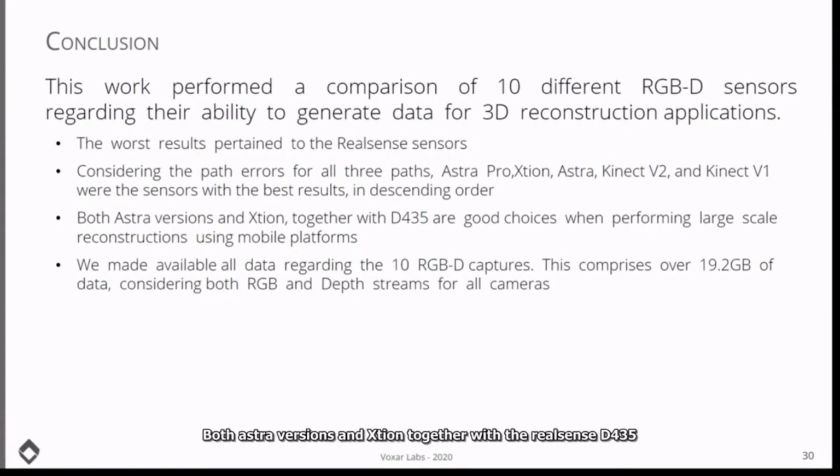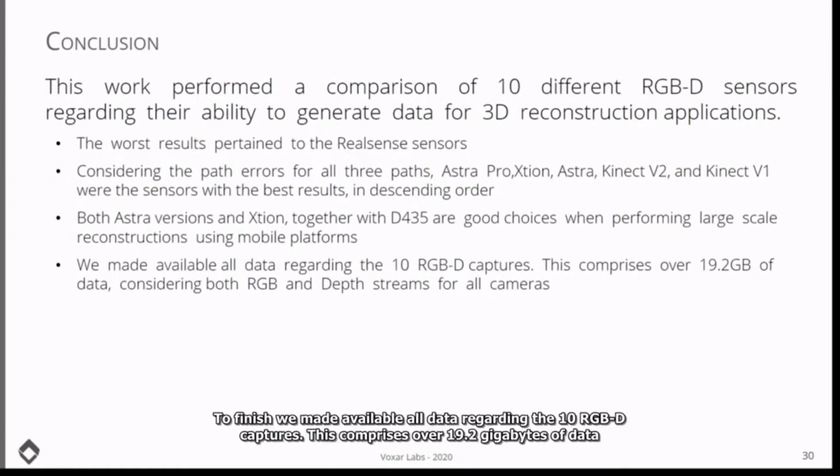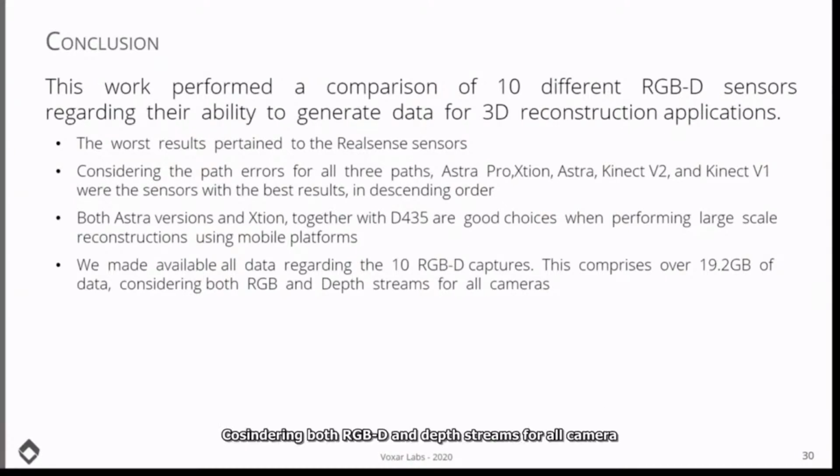Both Astra versions and the Action, together with the RealSense 435, are a good choice when performing a large-scale reconstruction using mobile platforms. To finish, we made available all data regarding the 10 RGBD captures. This comprises over 19.2 gigabytes of data, considering both RGB and depth streams for all cameras. Thank you for your time.